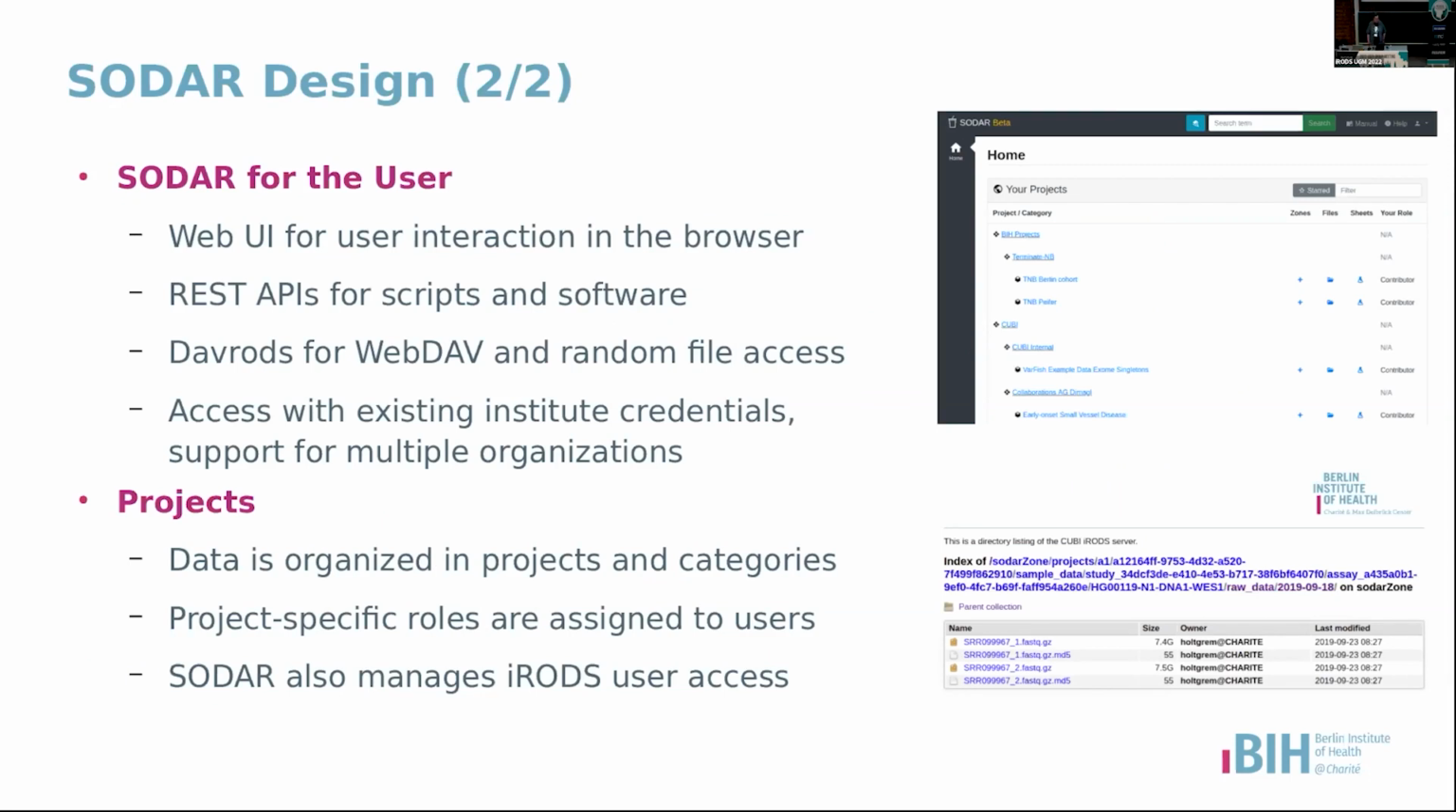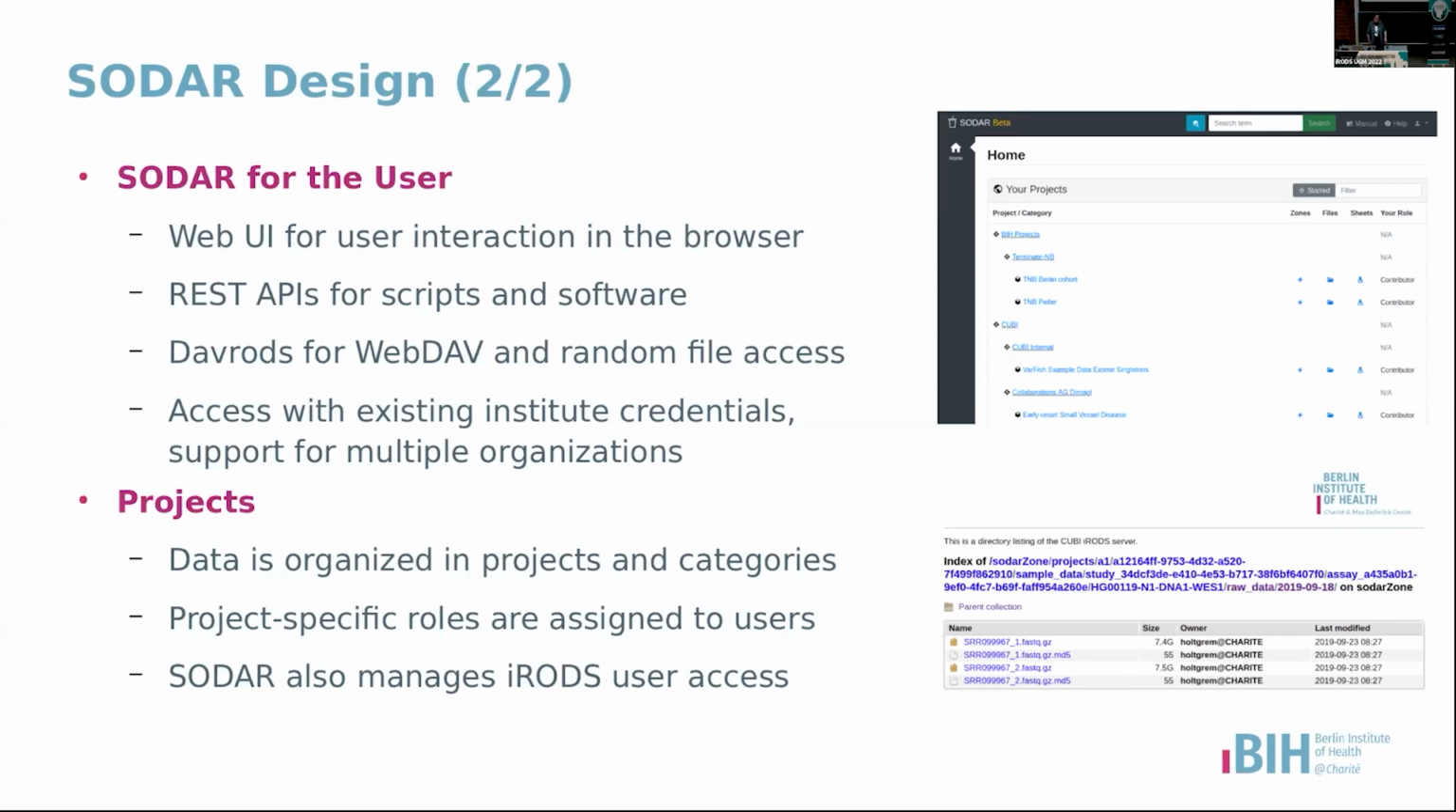We use DAVRODS quite extensively, mostly for HTTP access to iRODS data, and also random file access, which is quite important in many cases for us, because you don't want to download the entire binary alignment map file, which is several gigabytes in size, every time you want to look at it in a genome browser. Also, we provide access with existing institute credentials for multiple organizations, which is, again, very important for us.